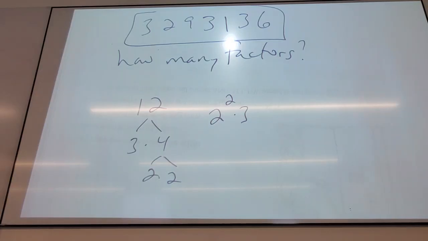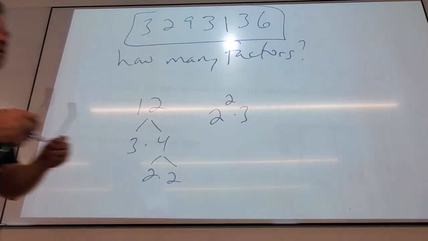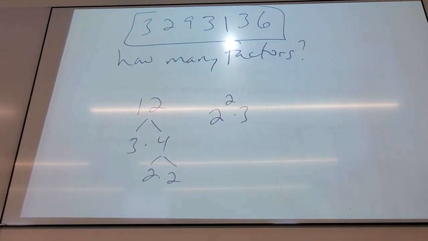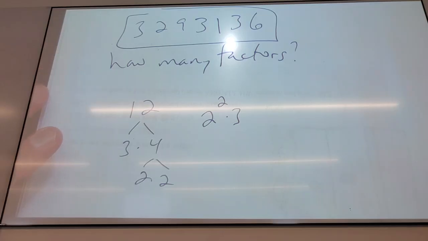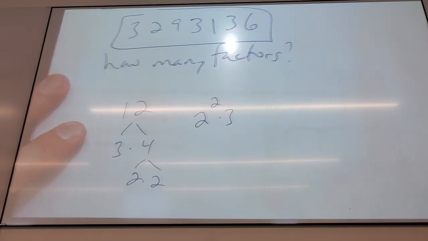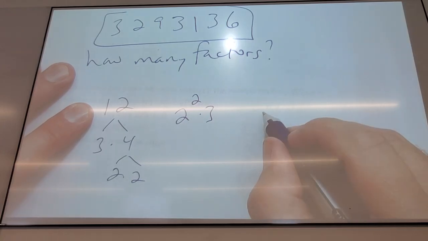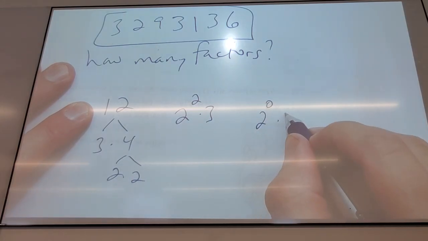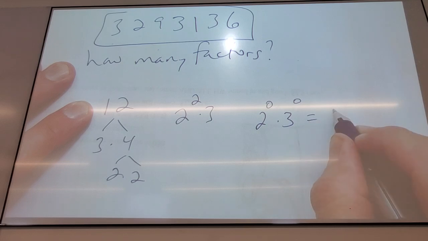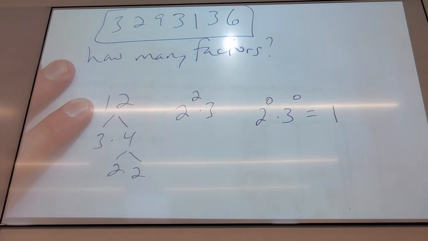Okay. So watch this. This is gonna be the long way, and then we're gonna make a shortcut. I can make all the factors of 12. I can make them. If I take no 2's times no 3's, I get 1. Is that cool?